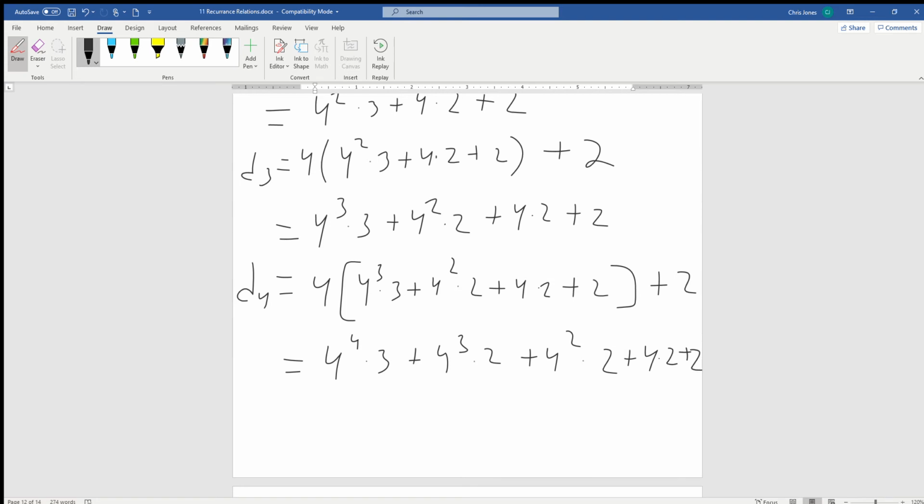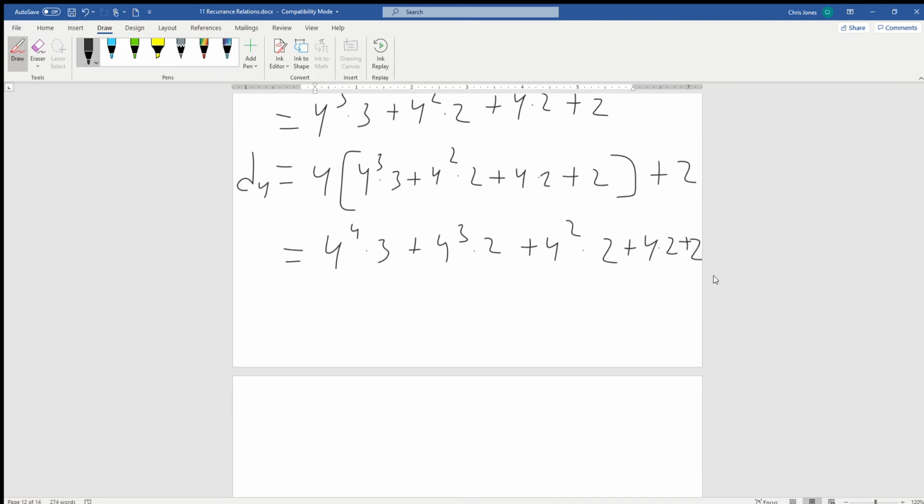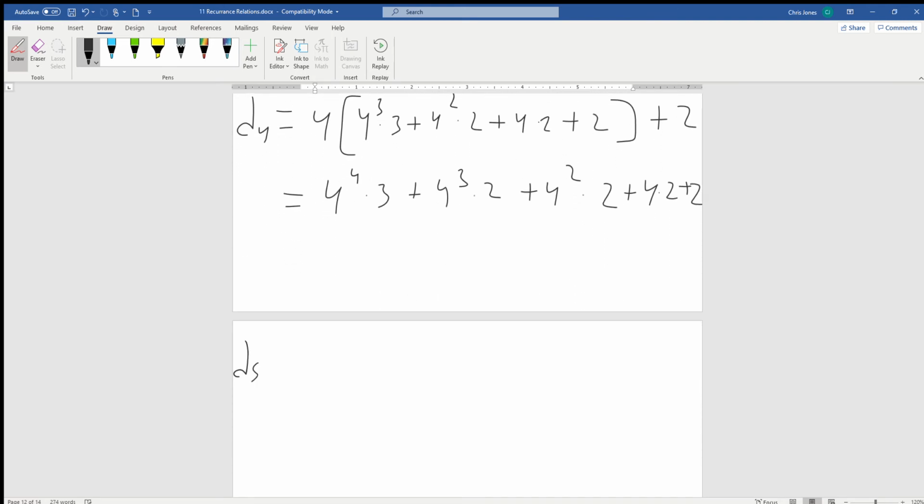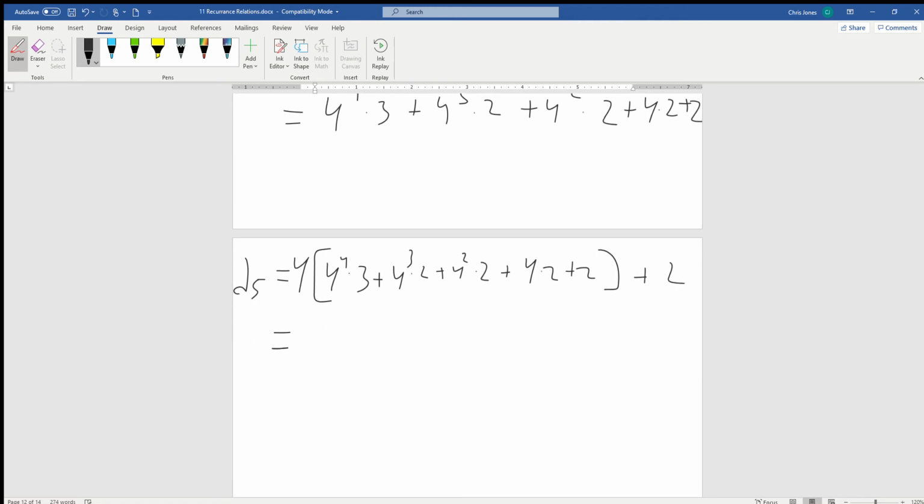Now, let's just do one more iteration, and hopefully we can discern the pattern from this. D5 is going to be 4 times the previous instance. That's 4 to the fourth times 3, plus 4 cubed times 2, plus 4 squared times 2, plus 4 times 2, plus 2, plus 2. Or, that's going to be 4 to the fifth times 3, plus 4 to the fourth times 2, plus 4 cubed times 2, plus 4 squared times 2, plus 4 times 2 plus 2.